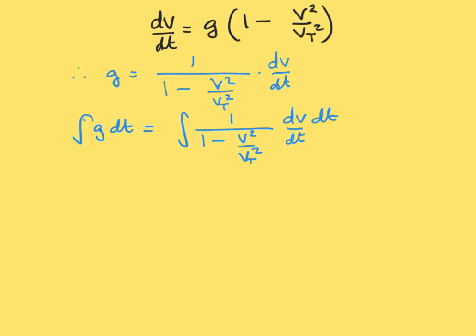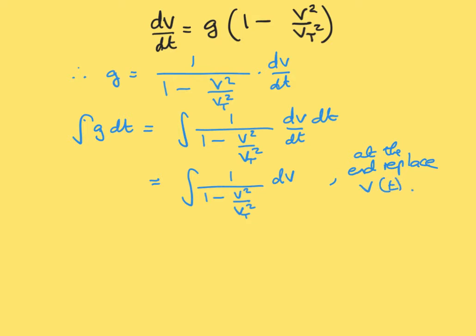We have a function depending on v of t multiplied by dv dt and integrated with respect to t, so we can write that down immediately as being equal to the integral of 1 over 1 minus v squared over vt squared integrated with respect to v. And at the end we will replace v by v of t as a function of time.